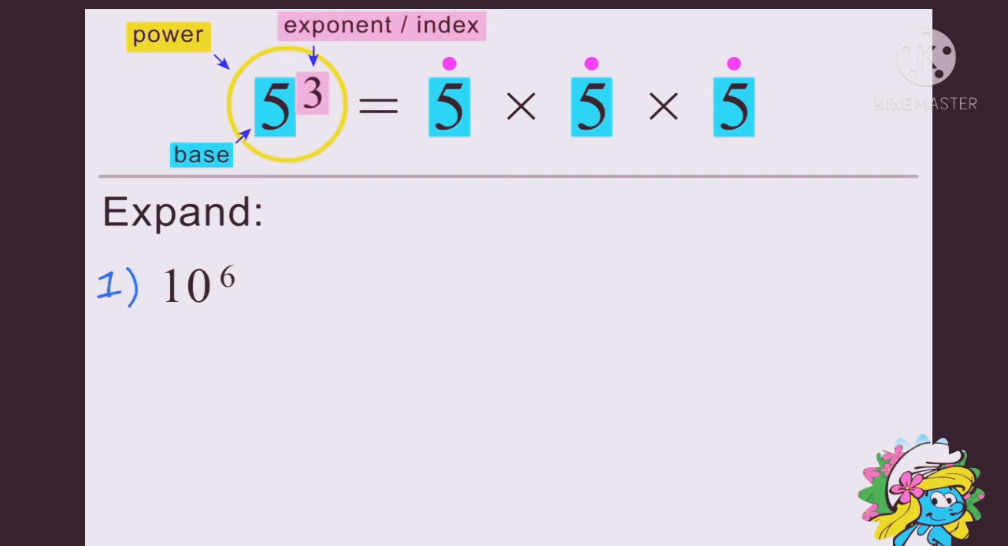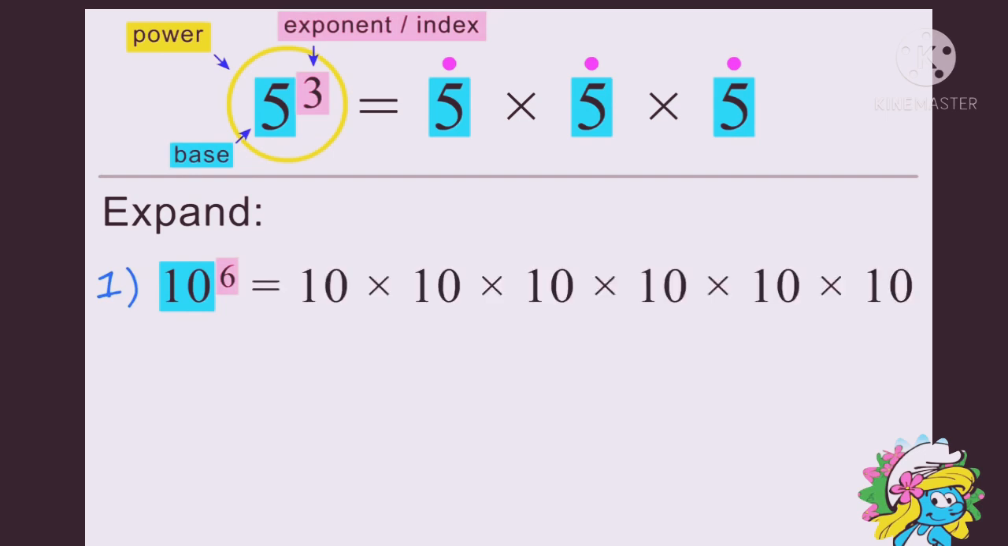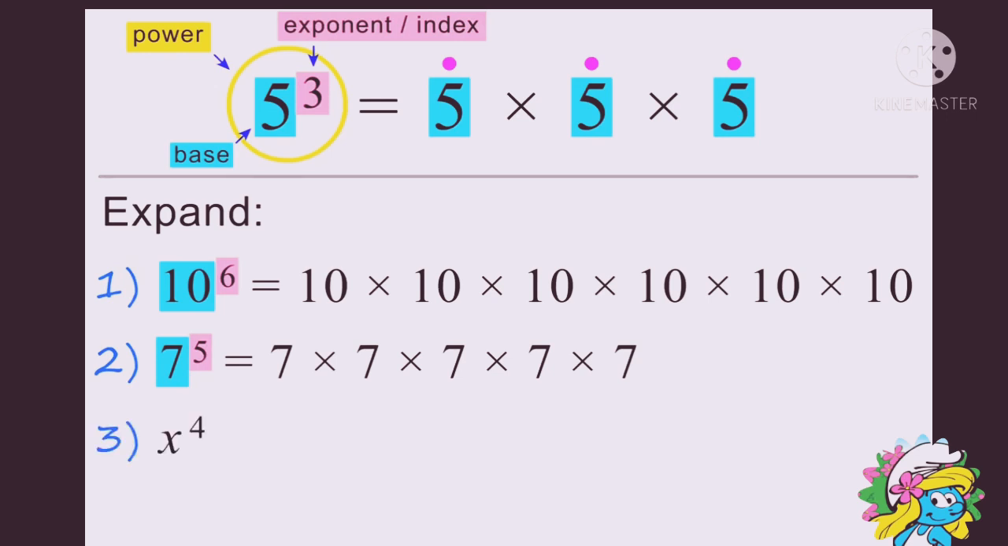We have to expand the power. The base is 10, the exponent is 6. So we need to multiply 10 by itself 6 times. In the next example, we are asked to expand 7 to the power of 5. The base is 7 and the exponent is 5. So we need to multiply 7 by itself 5 times. In the next example, we are asked to expand x to the power of 4. The base is x, which can be any number, and the exponent is 4. So we need to multiply x by itself 4 times.